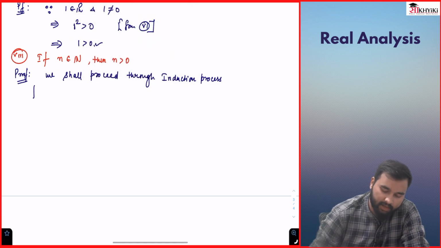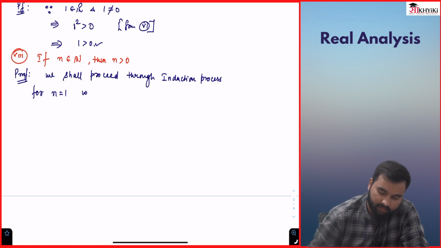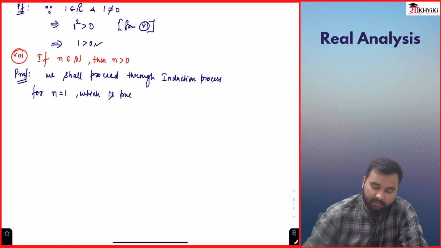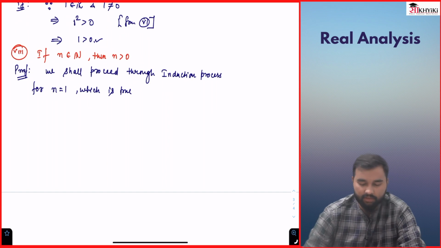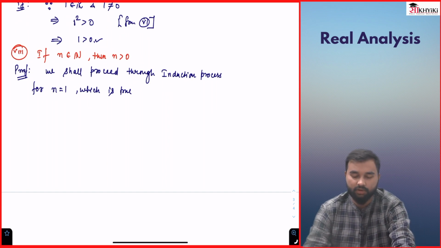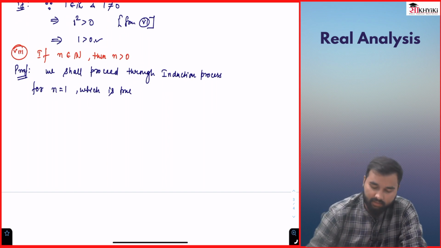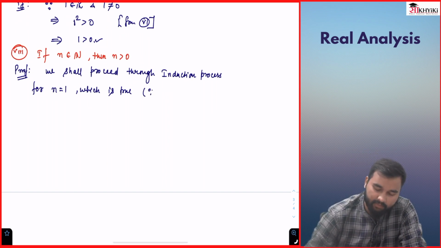In the first step क्या करेंगे हम? We prove for n is equals to 1, which is true. Why? Because अभी हमने prove किया in the result number 7 that 1 is greater than 0. So yes, this result is true for the natural number 1, which is true since in the last result we proved that 1 is greater than 0.